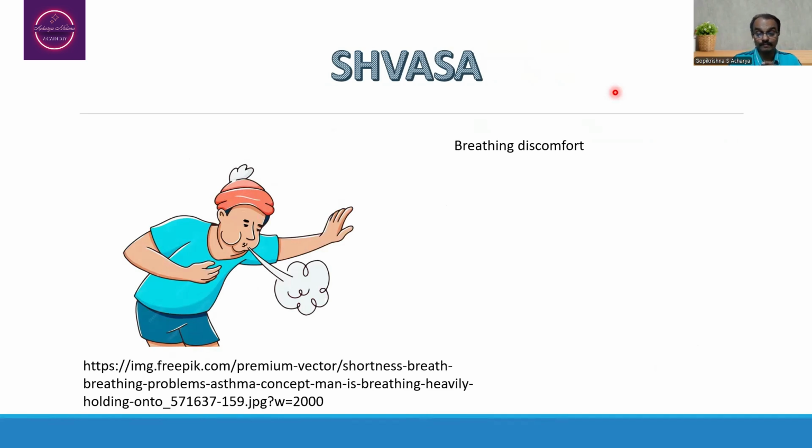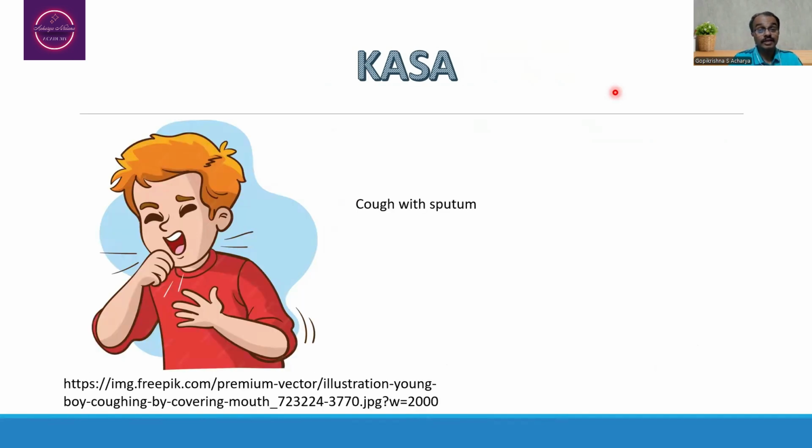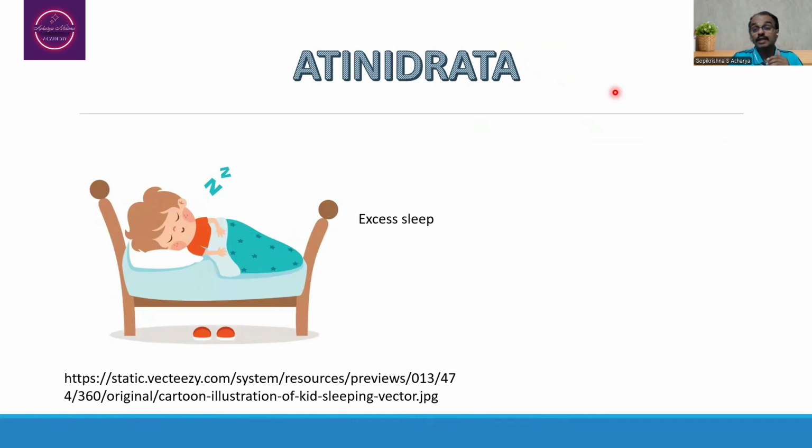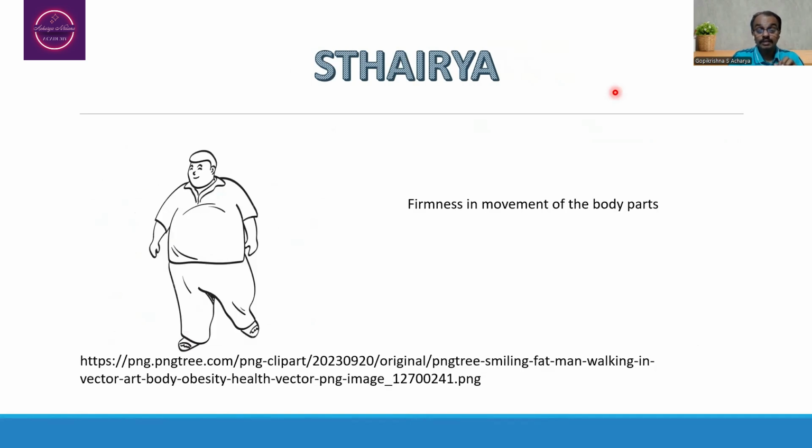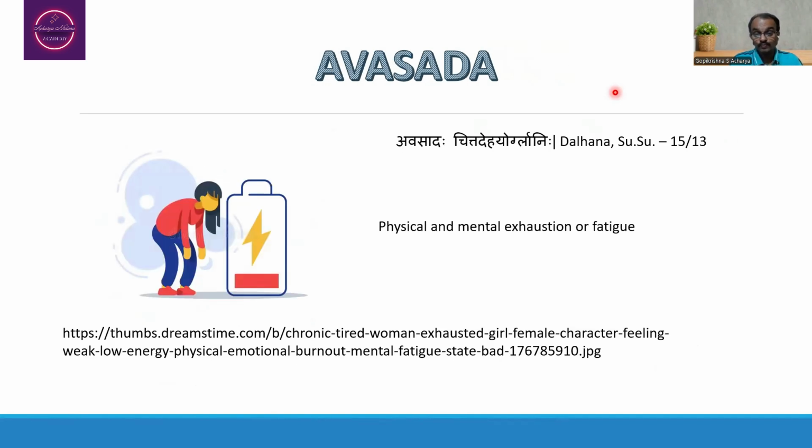Shwasa, breathing discomfort. Kasa, cough with excessive sputum. Atinidrata, there may be increased guru guna or snigdha guna in this particular situation. Firmness in the movement of the body parts due to the increase of guru gunatva, the heaviness or guru quality, there may be movement that happens with firmness. Avasadaha, that is there may be exhaustion, attributable to physical as well as mental exhaustion.